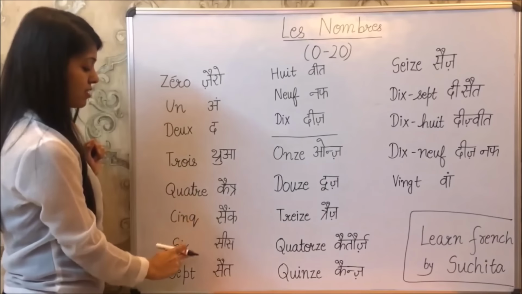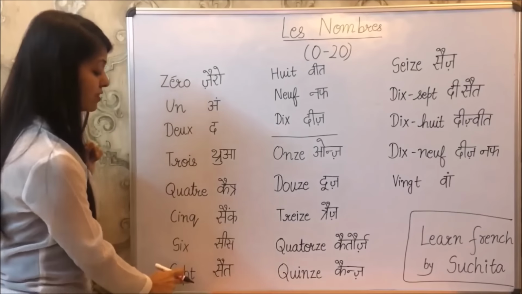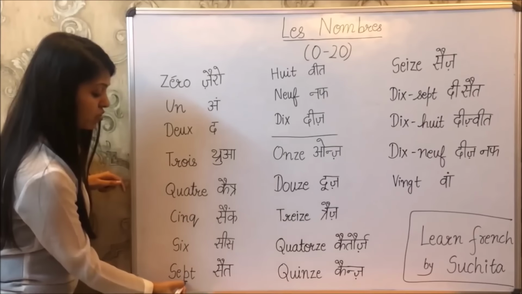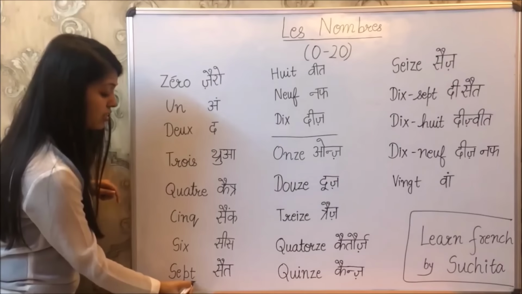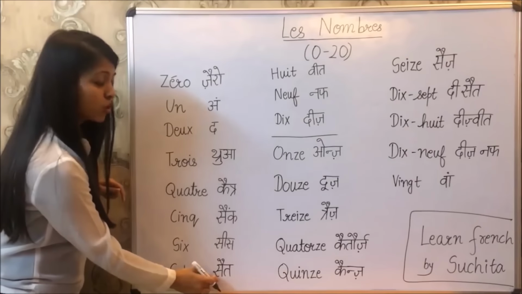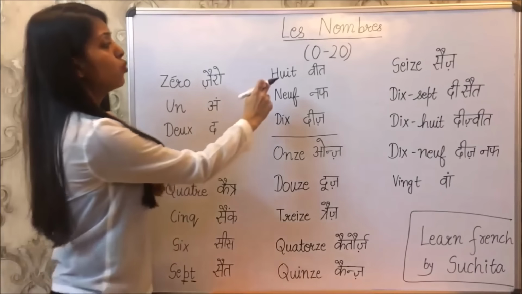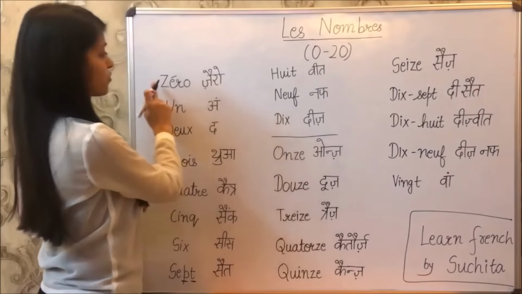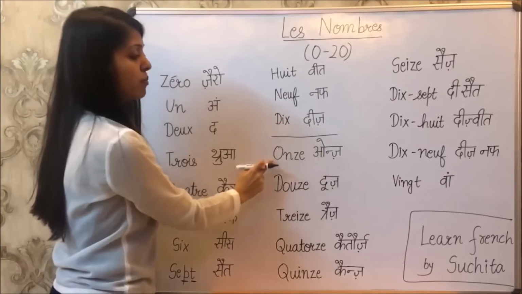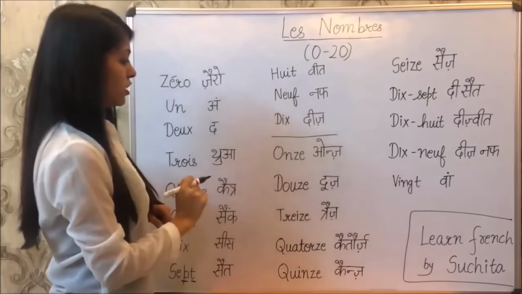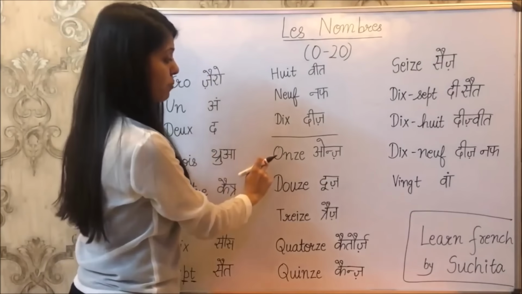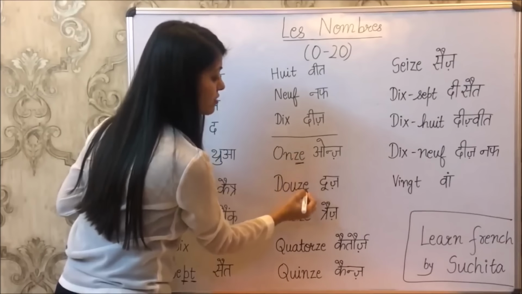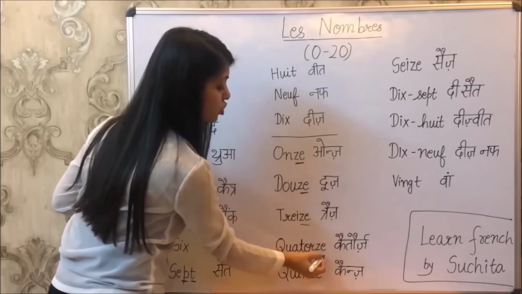5, 6, 7. Now here we'll note that the letter P is not pronounced, instead T is pronounced. So this is not sept, this is set. 8, 9, 10. This was from 0 to 10. Now from 11 to 20. Now we'll note here that from 11 to 16, all the words are ending with ZE. This is a hint to learn.